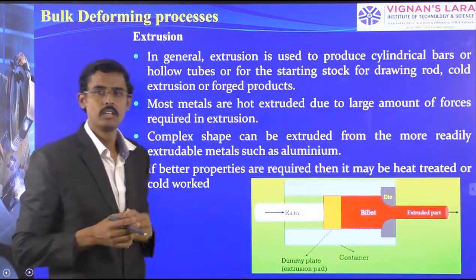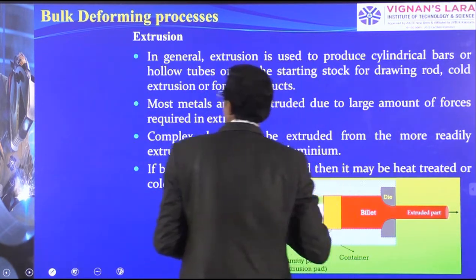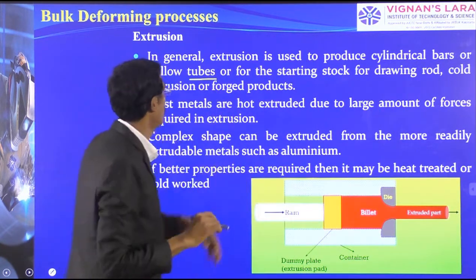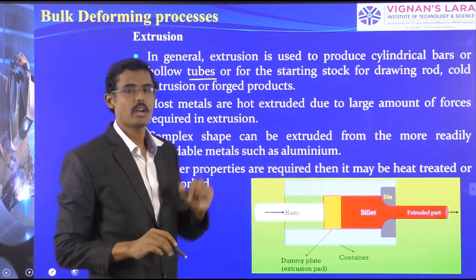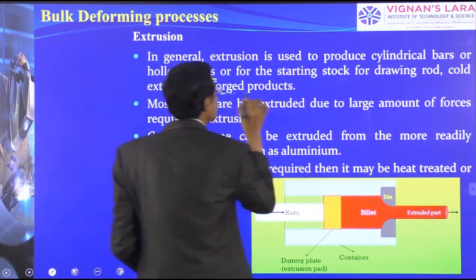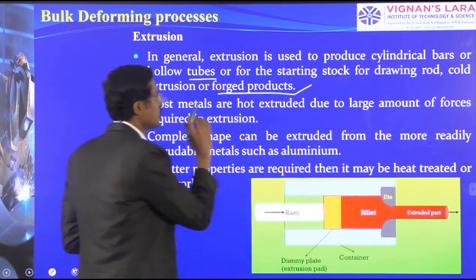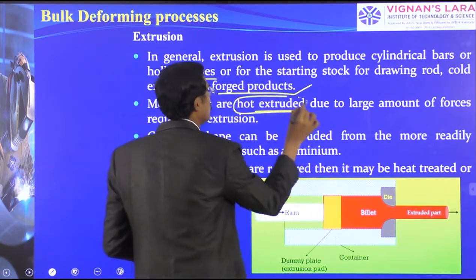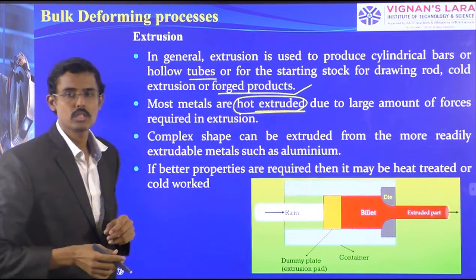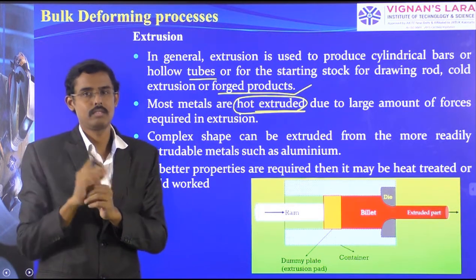In general, extrusion is used to produce cylindrical bars or hollow tubes, or as the starting stock for drawing rods. Cold extrusions are forged products. Most metals are hot extruded. So for the extrusion process, cold working process is not there.